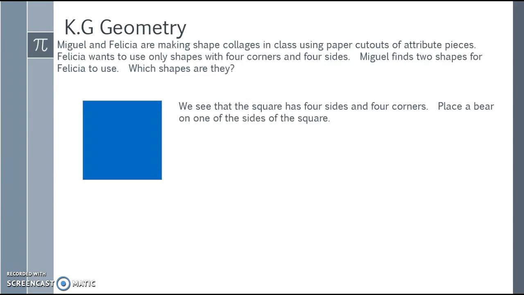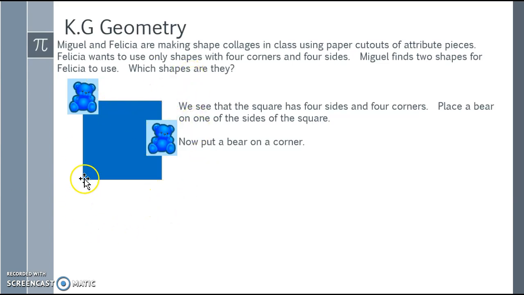We see that the square has 4 sides and 4 corners. Place a bear on one of the sides of the square. So I put a bear on my side. Now let's place a bear on a corner. So identify a corner now. We would then be able to have 4 bears per corner, and that we would have 4 bears per side. So identifying a square having 4 sides and 4 corners.